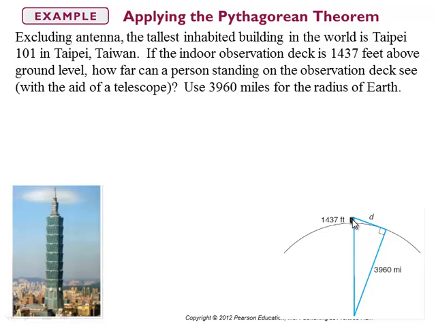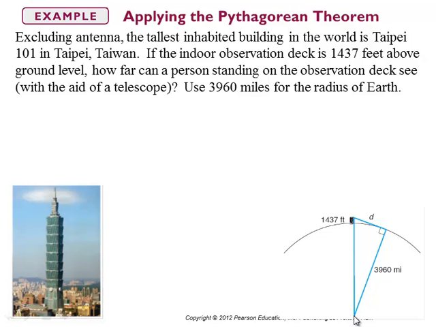So here's kind of a picture where we've got this tall skyscraper in Taipei, Taiwan, and the observation deck is 1,437 feet above ground level. Now, how far off in the distance can you observe? Well, how you could solve this is by looking at this right triangle here, using the fact that our planet Earth has a radius of 3,960 miles.